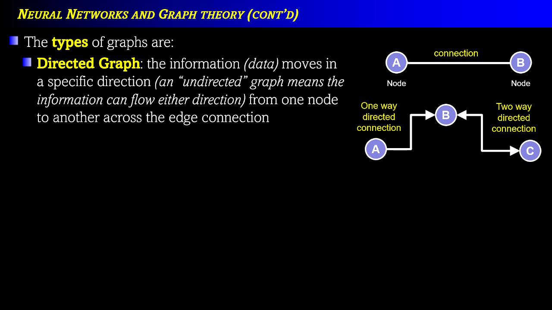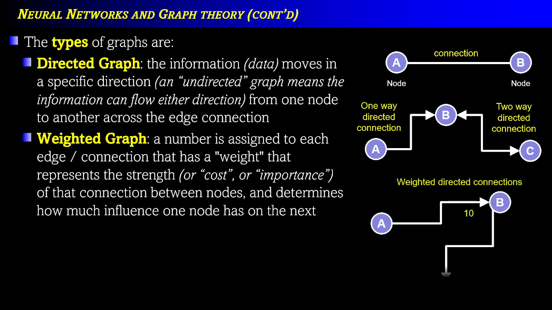An undirected graph, which you see at the top of the screen there, has A and B connected, but there's no direction to that connection. But in the graph below that, we see a connection where A flows its information to B, from A to B, but not B back to A. But then we see a connection between B and C. And in this case, we can see information flows from B to C and also back from C to B. So information can flow one direction or both directions from one node to another across that edge connection.